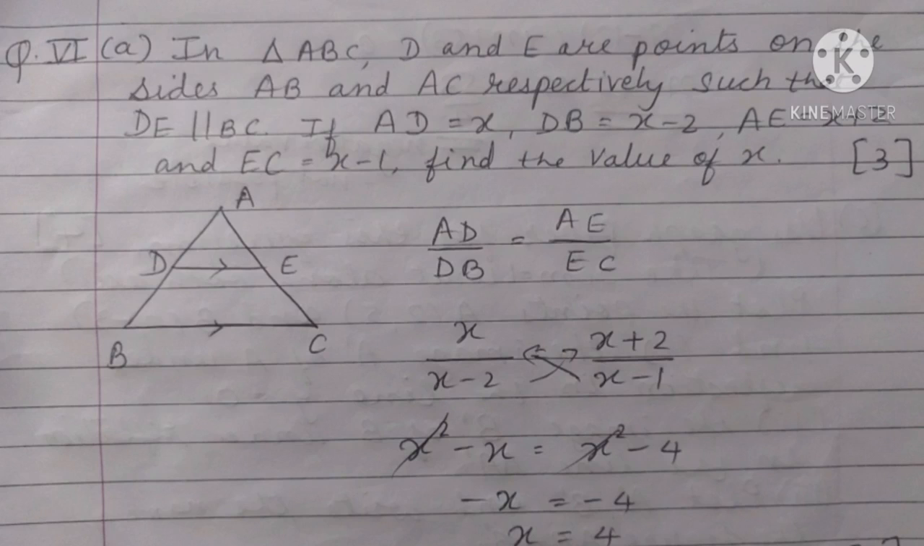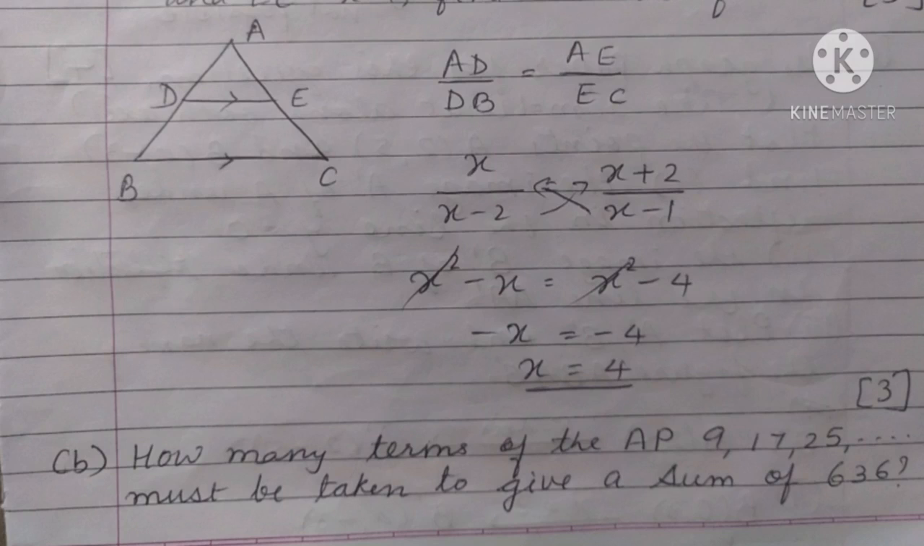So here you can draw the figure if you want. AD upon DB is equal to AE upon EC. Now place the value of all four. We get x upon x minus 2 is equal to x plus 2 upon x minus 1. Taking cross multiplication, I get x square minus x is equal to x square minus 4. X square cut from both the sides, we get minus x is equal to minus 4. So x is equal to 4.